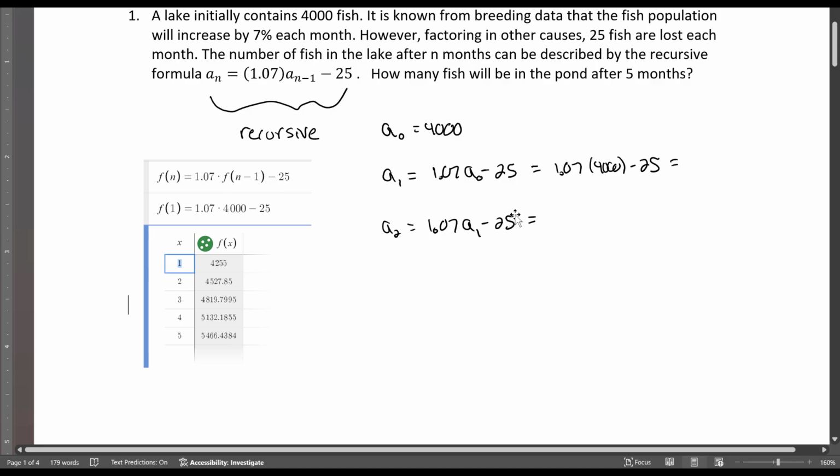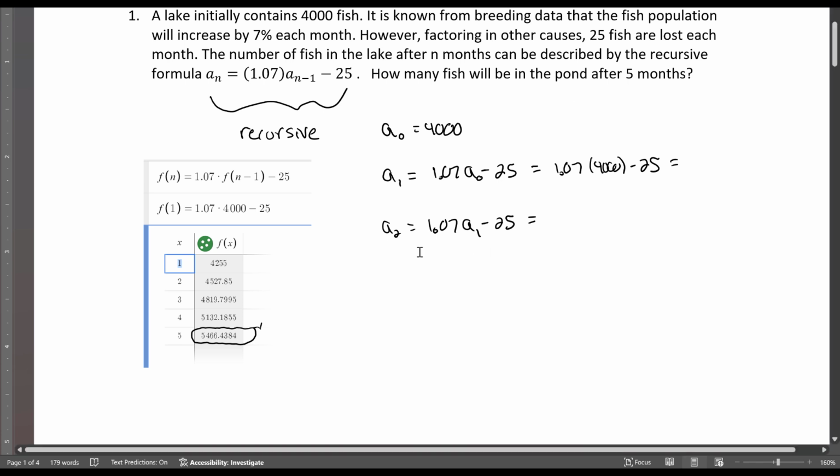Okay, so to just again come back and formally answer this question, how many fish will be in the pond after 5 months? We would say that there would be approximately 5466 fish in the lake after 5 months.